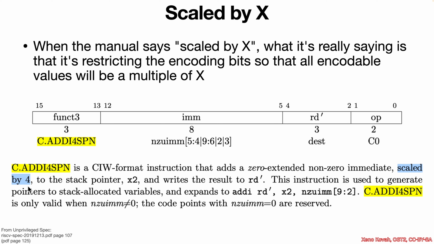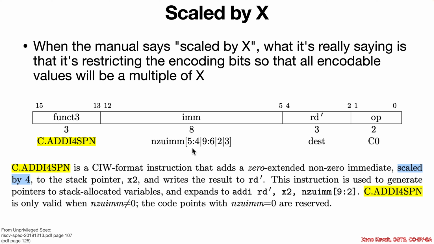It says that this is scaled by 4, and that's what it means by that immediate times 4. So it's saying it adds a zero-extended non-zero immediate scaled by 4 to the stack pointer. Now that non-zero unsigned or zero-extended immediate is these 8 bits right here.